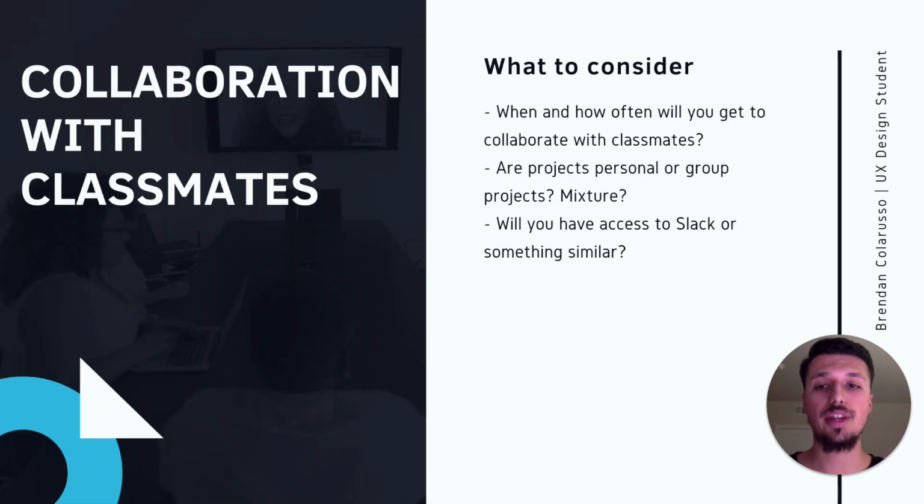Let's jump into the next one, which is collaboration with classmates. So things to consider are when and how often will you get to collaborate with your classmates. This may not be as important to you as some of the others, but I think that it is something that is real life work experience, because in the real world you're going to be working with others. And so with that said, are projects going to be personal or group projects, or are you going to have a mixture? I personally think it's good to have a balance of both.